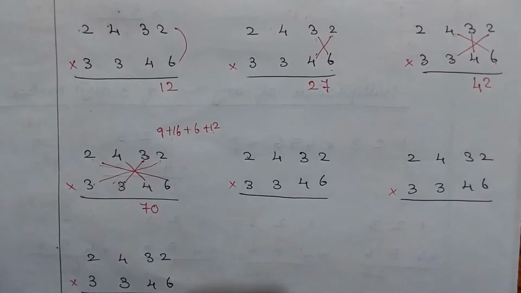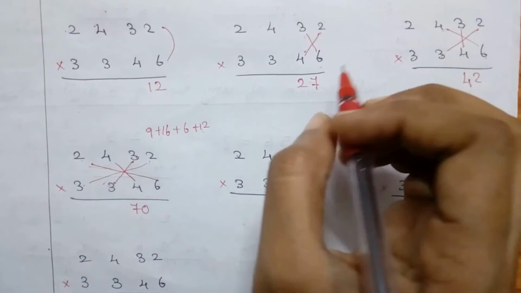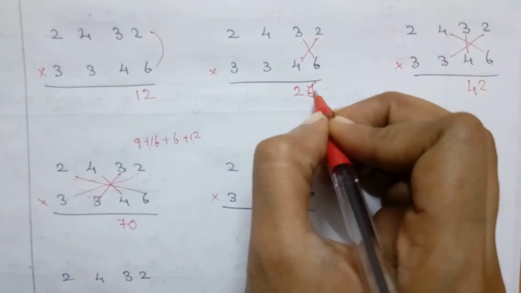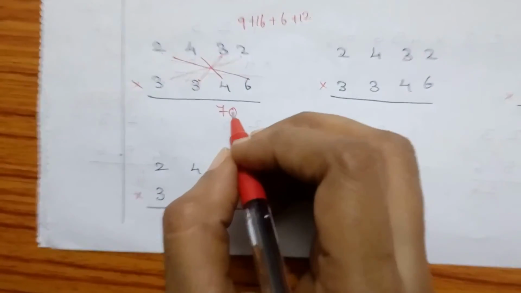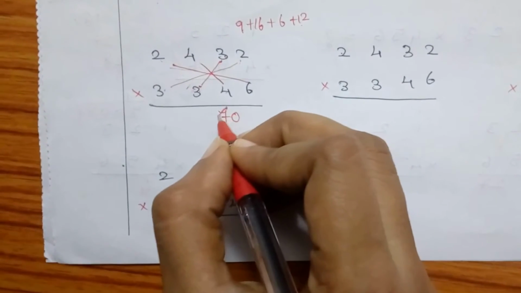Guys, I'm so sorry, I have made a mistake. Here I will get 26, and here I will get 43. I have written 70.